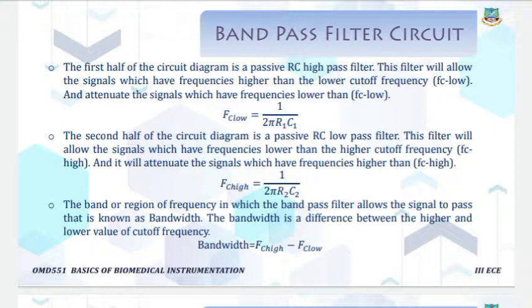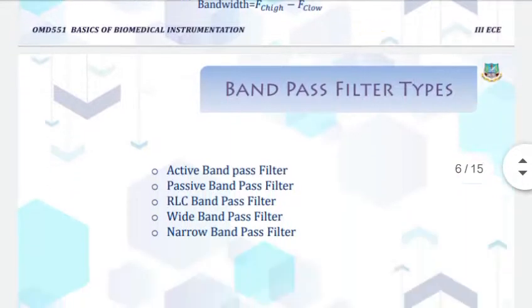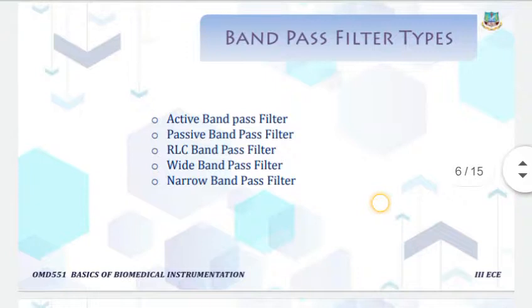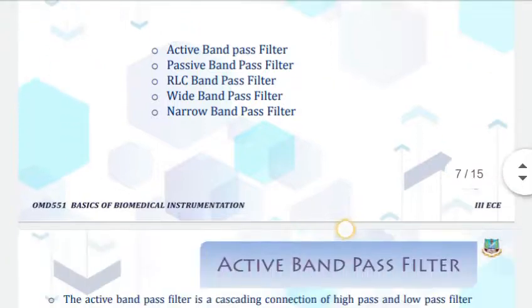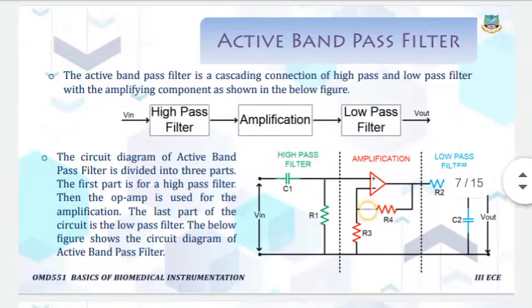Have you all understood this band pass filter circuit? Next we are going to see about band pass filter types. These are the band pass filter types: active band pass filter, passive band pass filter, RLC based band pass filter, wide band pass filter, and narrow band pass filter. First we are going to see about the active band pass filter.